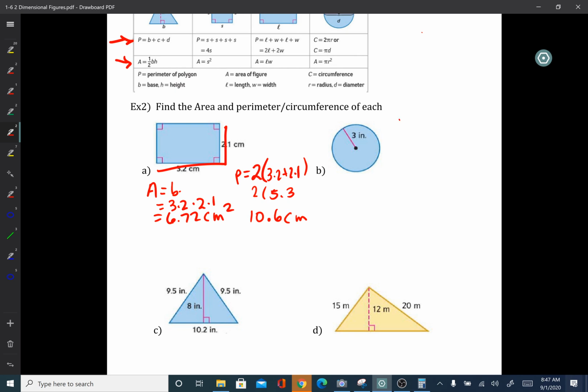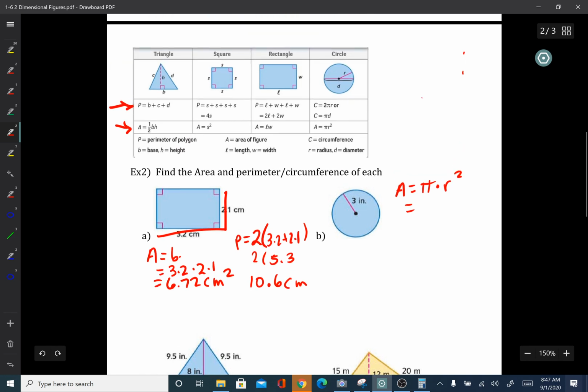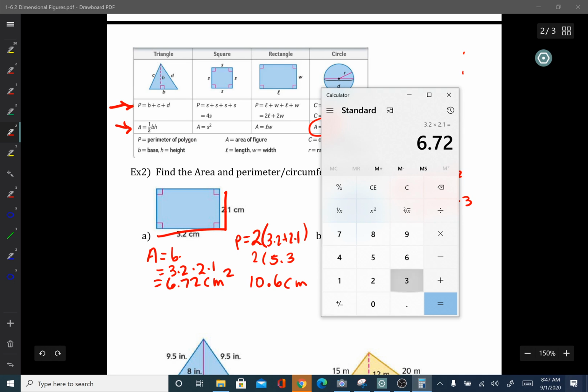All right. Area of a circle is pi times radius squared. That's given up here. So pi, we're going to approximate as 3.14. Sometimes we're going to leave it as pi. We'll get into that later in the year. Radius is 3, so this is 3 times 3. So we get 3.14 times 3 times 3.